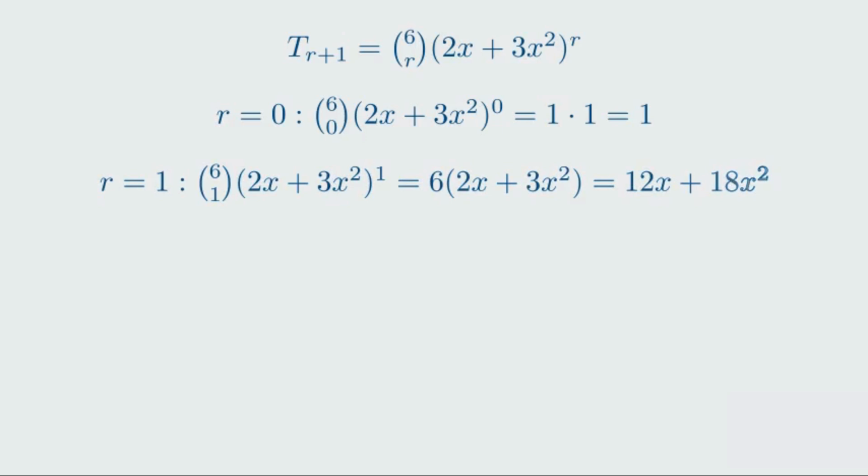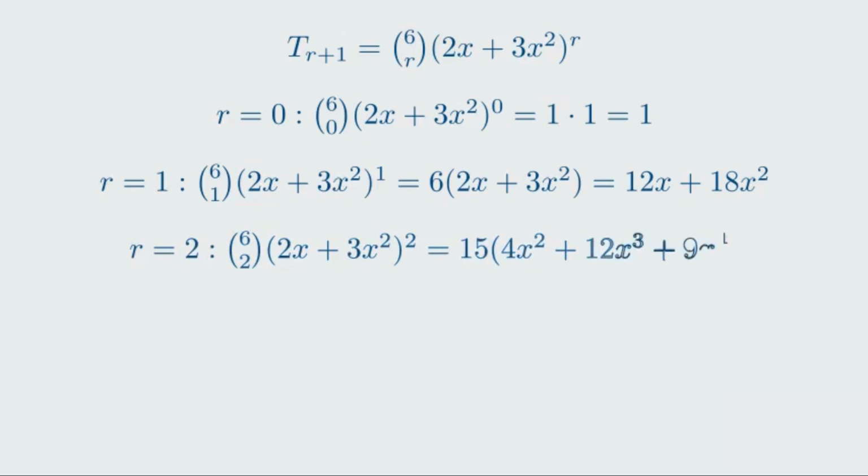Let's increase r to 2. The term is 6 choose 2 times (2x plus 3x squared) to the power of 2. Now we have something interesting. Let's expand the squared term. Expanding the inner binomial, we get (2x) squared plus 2 times 2x times 3x squared plus (3x squared) squared. This simplifies to 4x squared plus 12x cubed plus 9x to the power of 4.